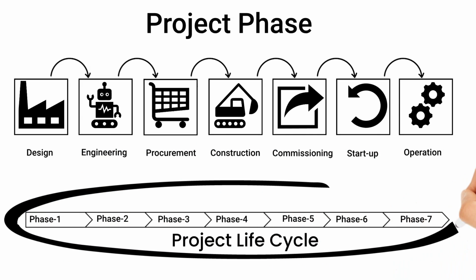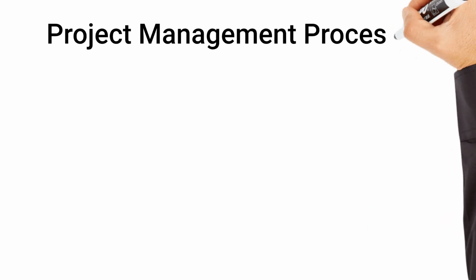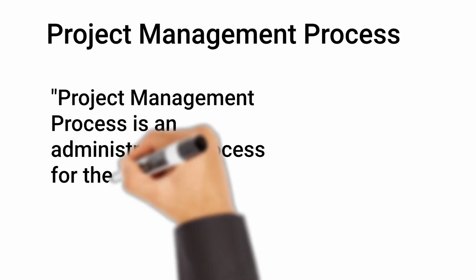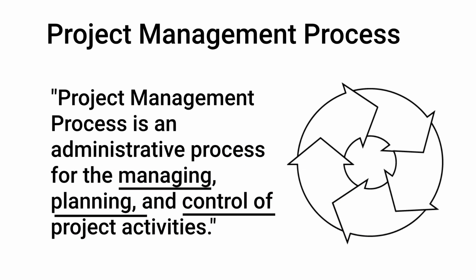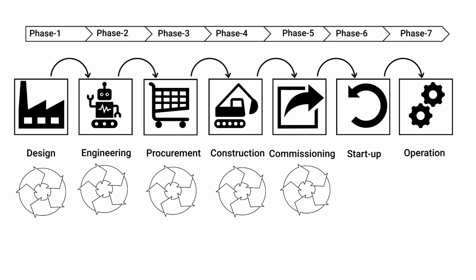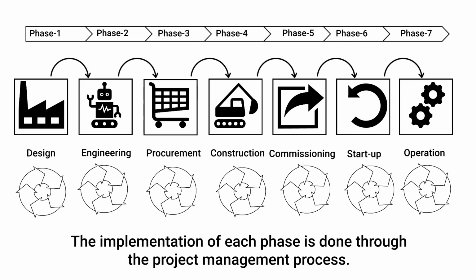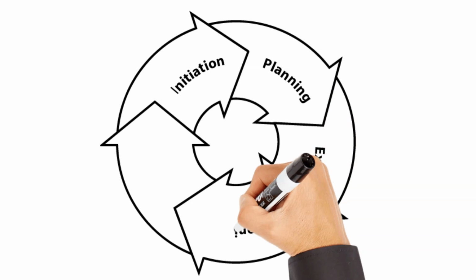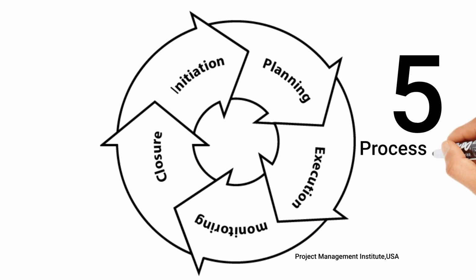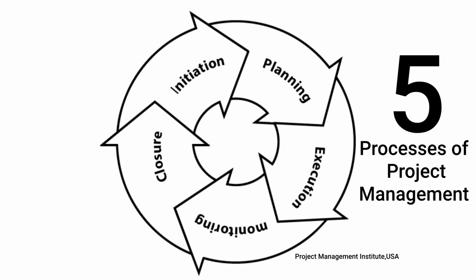Now, having understood the project, let's jump to the project management processes. The project management process is an administrative process for the managing, planning, and control of project activities. This process begins after the approval by the customer, usually based on the contract, and is targeted on the project goals and the management objective. The implementation of each phase is done through the project management process. As per the Project Management Institute, the five project management processes are initiation, planning, execution, monitoring and control, and closure. Let's have a close look at these five project management processes.